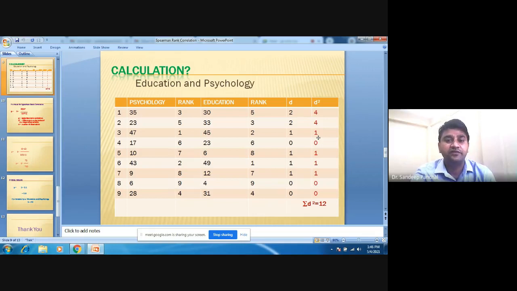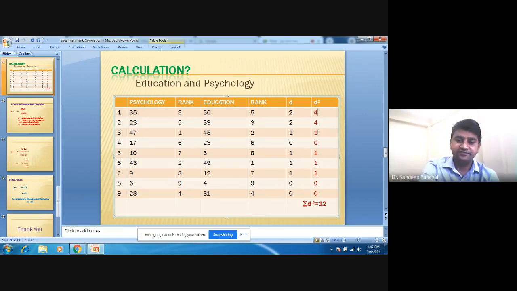Then we will calculate the D square. How can we calculate the D square? We will square the score of D. 2 into 2 is equal to 4. Same, 2 into 2 is equal to 4. 1 will be 1, 0 will be 0. So in this way, we will calculate the D square. Okay, D means the difference between rank, and we are calculating the D square here.